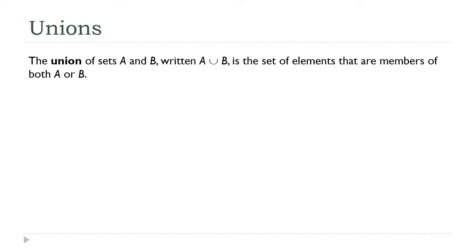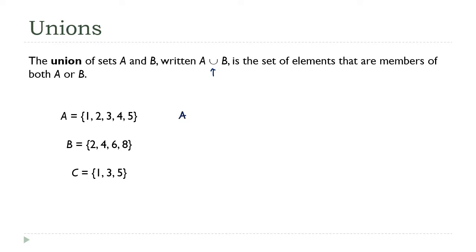A union of two sets is written with this. It's not quite a U, right? The font is a little different, but it looks a lot like a U. This is the symbol for union. And it's the set of elements that are members of A or B. So it's like the two original sets just combined together. Right, so let's look at some examples here, and see how we can come up with some of these unions.